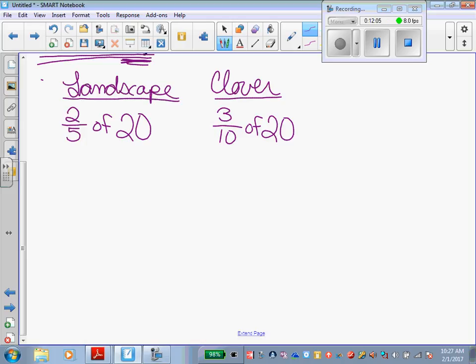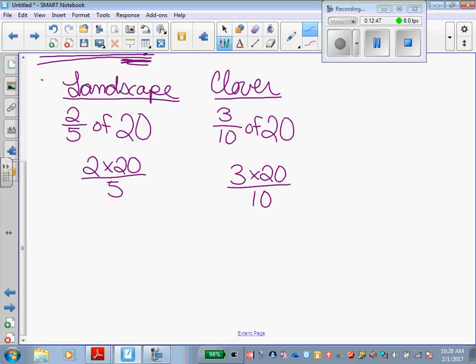Okay, does everybody follow me so far? Yes. All right, who can tell me how to lay out this 2/5 of 20 so that I can solve it? Talia: 2 times 20 over 5. All right, who can talk me through the next step? Olivia: 3 times 20 over 10, for the clover. Okay, that's fine. I didn't clarify what I meant. Let's look at the landscape.